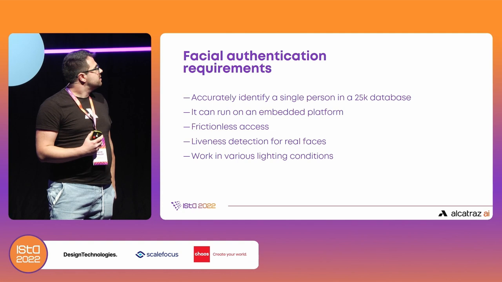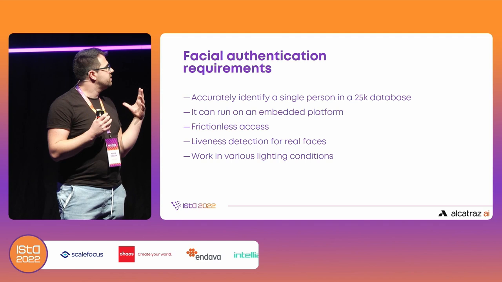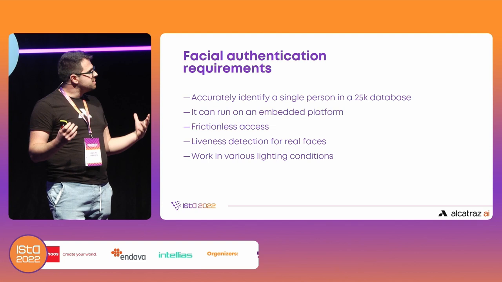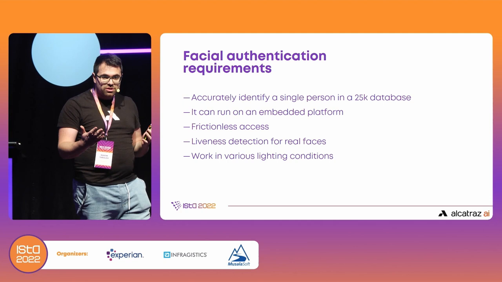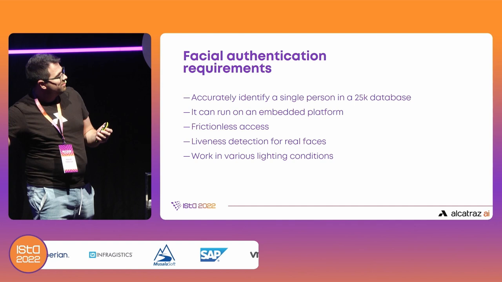So what are our aims here? We are trying to accurately identify a single person in a relatively large database of profiles. You have tens of thousands of people enrolled there. Indeed, this also needs to be cheap enough so that it can run on this device. And we're also aiming to be frictionless, so you cannot just stand for 10 seconds there with a queue of 100 people behind you. So it needs to be fast.